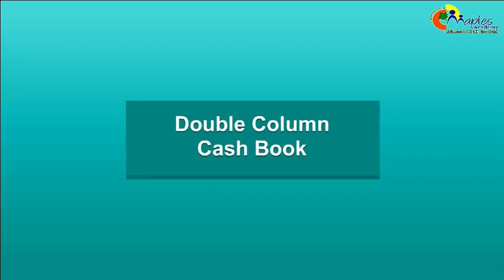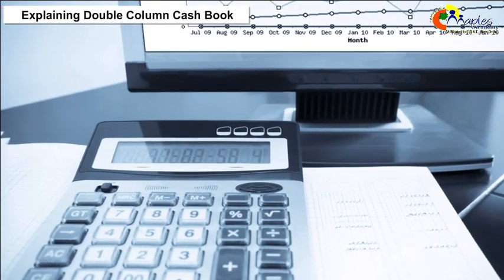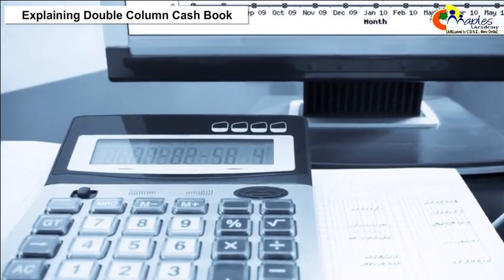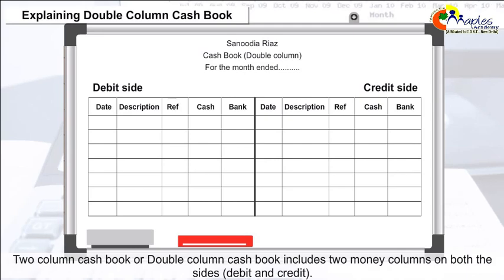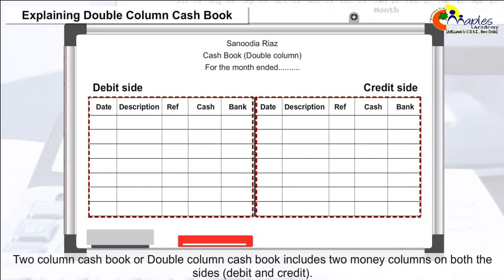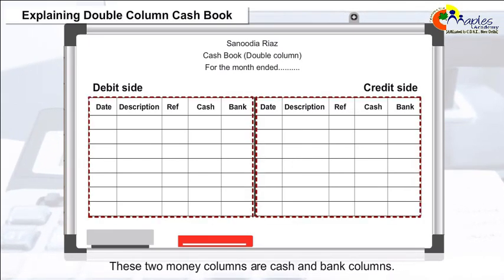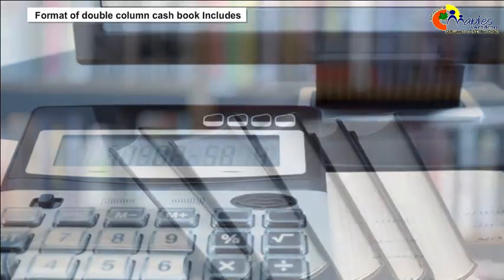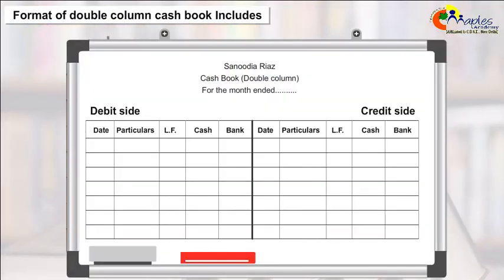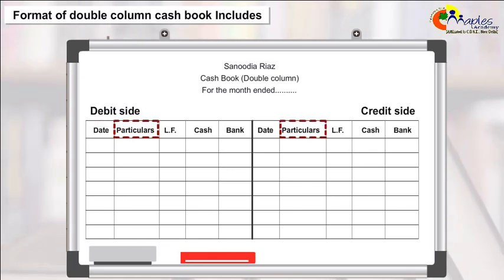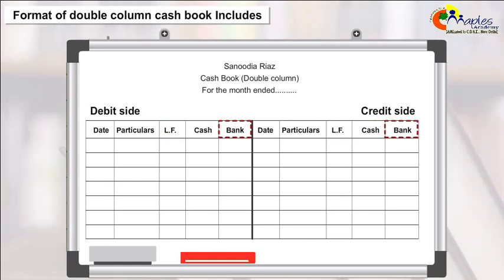Double column cash book. Explaining double column cash book. Two column cash book or double column cash book includes two money columns on both the sides, debit and credit. These two money columns are cash and bank columns. Format of double column cash book. The format of a double column cash book includes the following: date, particulars, ledger folio, cash amount, bank amount.